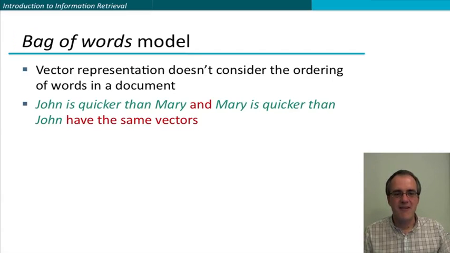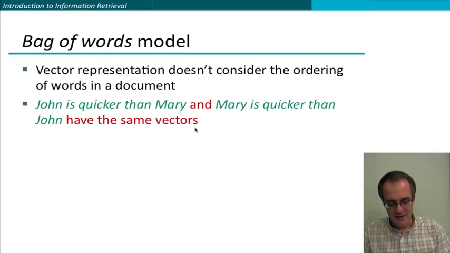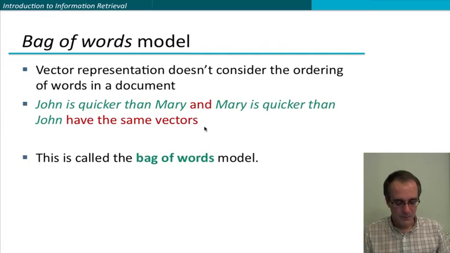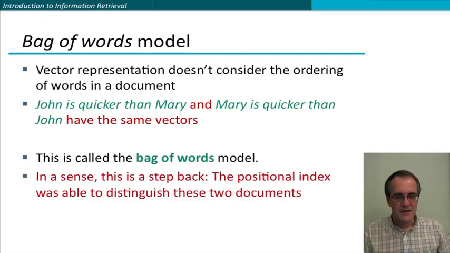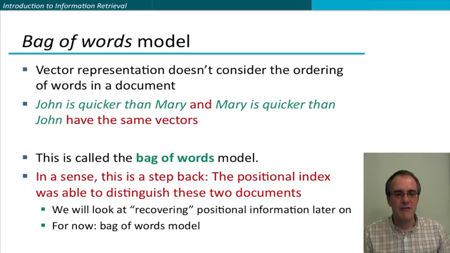The bag of words model has some huge limitations. John is quicker than Mary and Mary is quicker than John have exactly the same vectors. There's no differentiation between them, and that obviously has its limitations. So in a sense, this is a step back. Earlier on, when we introduced positional indices, they were able to distinguish these two documents by either proximity or phrase queries. And we'll want to get back to that. We'll look later at recovering positional information.